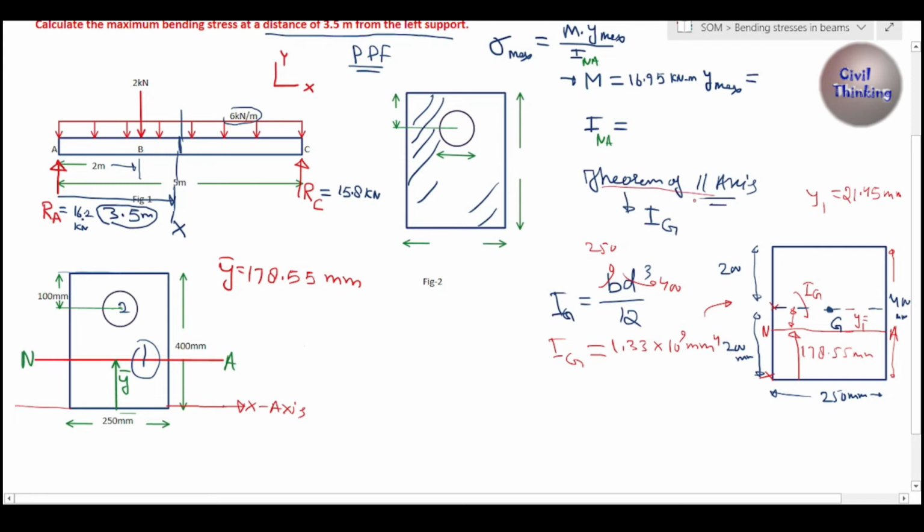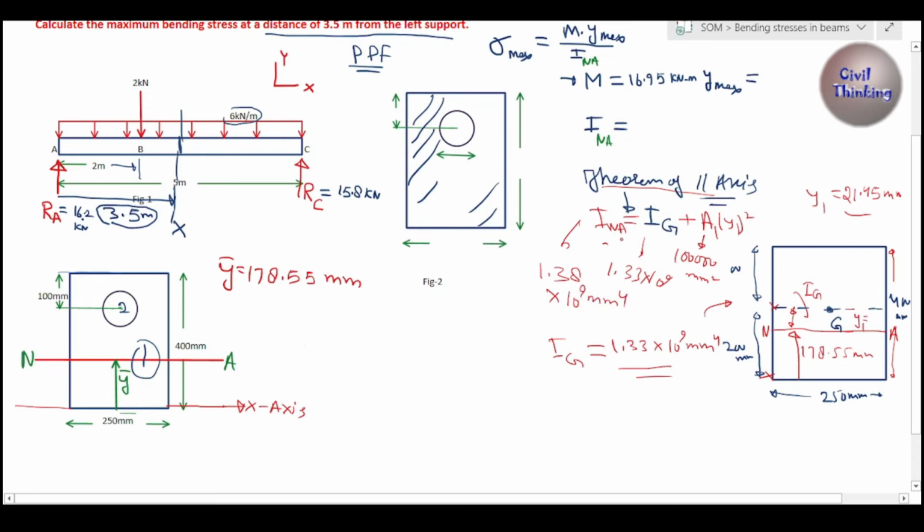Now according to the theorem of parallel axes, the moment of inertia about this neutral axis, INA, is equal to the moment of inertia about the center of gravity plus the area of the whole rectangle, a1, multiplied by y1 squared. We found a1 before, it is 100 and 3 zeros mm^2. Y1 is 21.45, and Ig is 1.33 multiplied by 10 to the power 9. When you put all of these values in your calculator, you will get the moment of inertia about the neutral axis to be 1.38 multiplied by 10 to the power 9 mm^4.